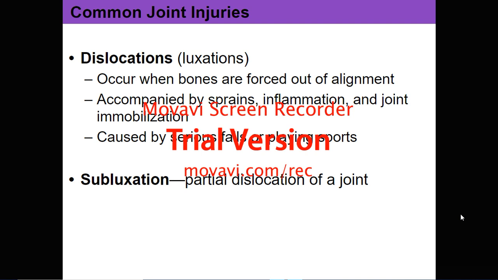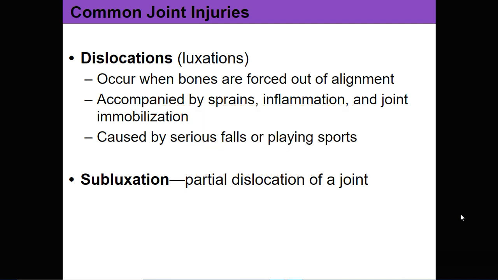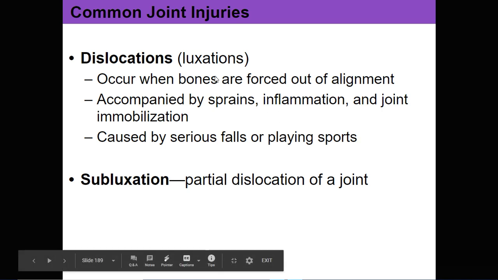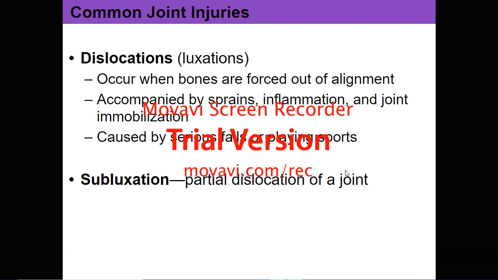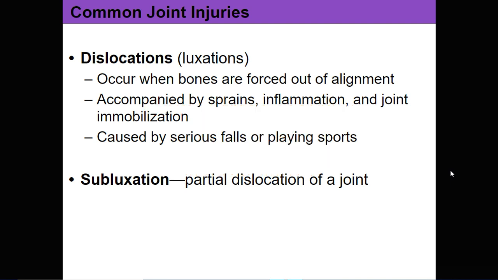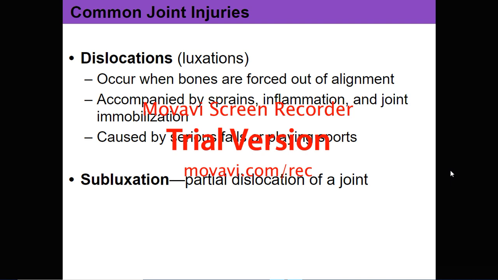Subluxation is a partial dislocation of a joint, and a full dislocation is luxation. Subluxation is just a partial dislocation of a joint. A lot of times, dislocations can be repeated in the same place. If you think about it, with a dislocation, you're going to stretch the joint capsule and ligaments. That makes the loose capsule make it easier for another dislocation to occur, essentially.